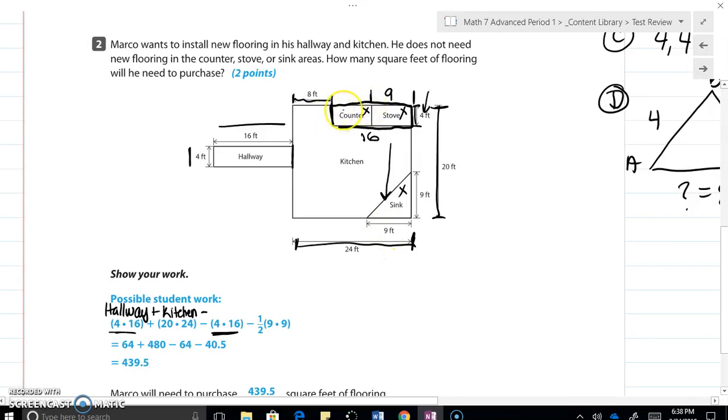And then from here to here, the side length is going to have to be, because it has to add up to 24, so 9 plus 8 is 17, plus, I always forget how to add, plus 7 will give me my length of 24. And 7 plus 9 is 16. Okay? So that's where that 4 by 16 comes from. It's the subtraction of the counter and stove.